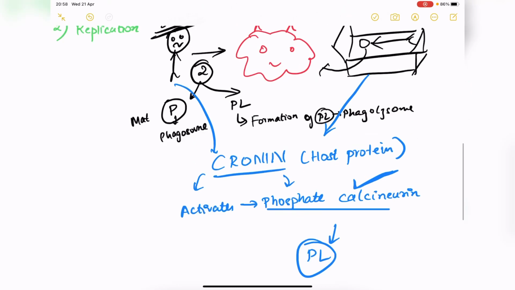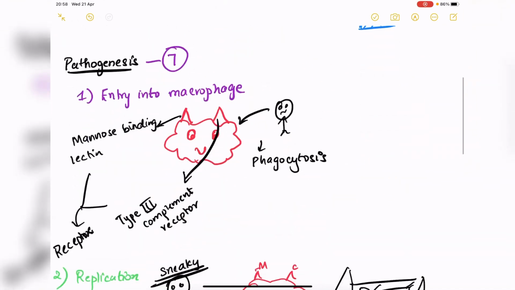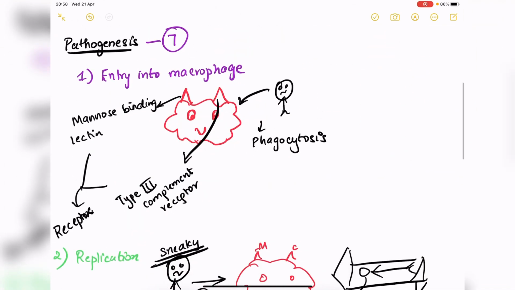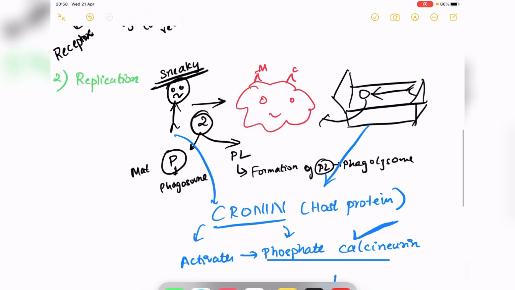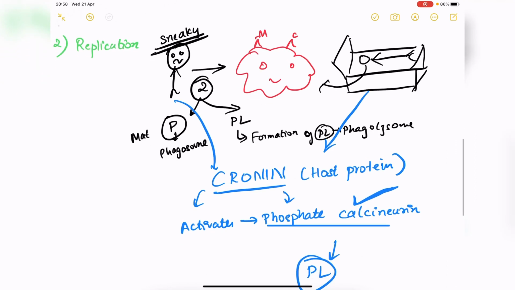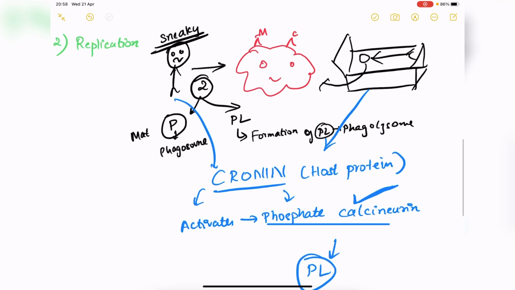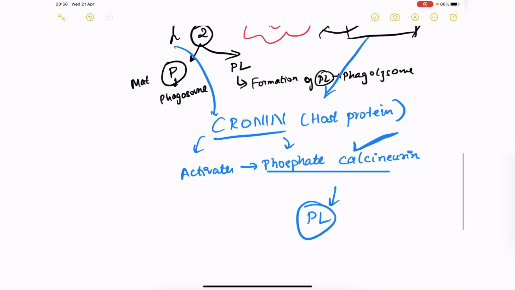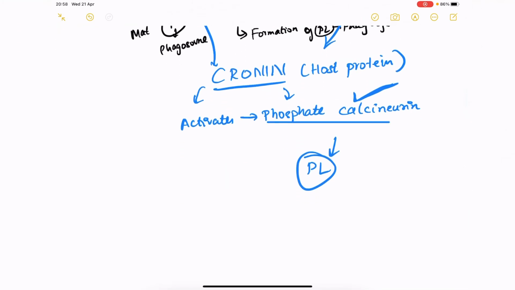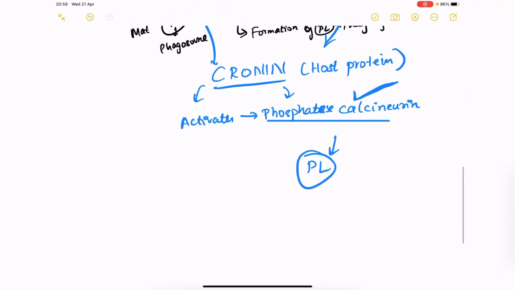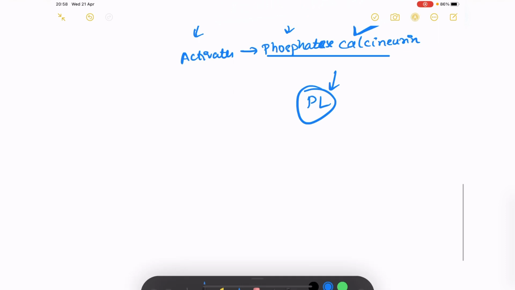It's quite simple, right? What did we learn so far? We have learned that it enters the macrophage. It has two horns whose names you remember by now. Then it replicates. Now how is TB? It's sneaky. It uses two processes, P and PL. And how does it do PL? It uses host protein itself, and host protein is chronin, and it activates an enzyme called phosphatase calcineurin, and this inhibits the formation of phagolysosome.